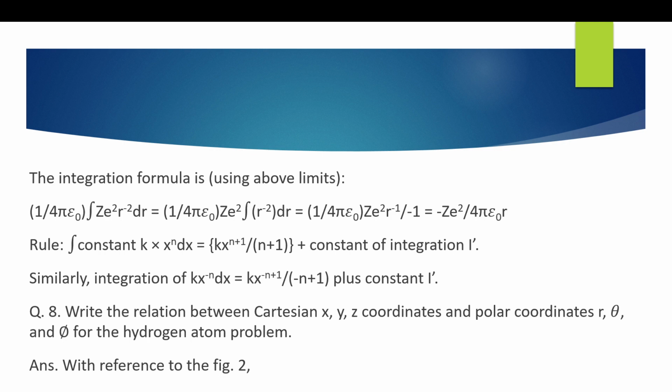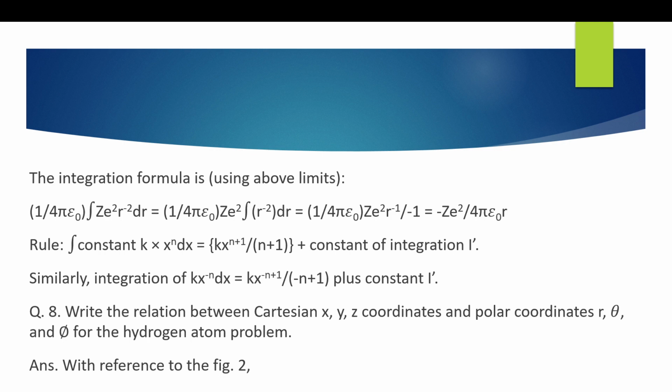The common rule is integration of a constant multiplied by variable x power n with respect to x gives k x power n plus 1 divided by n plus 1 plus constant of integration. Similarly, if the power is negative, again we use the formula shown here. Integration of k x power minus n dx equal to k x power minus n plus 1 divided by minus n plus 1 plus constant of integration.